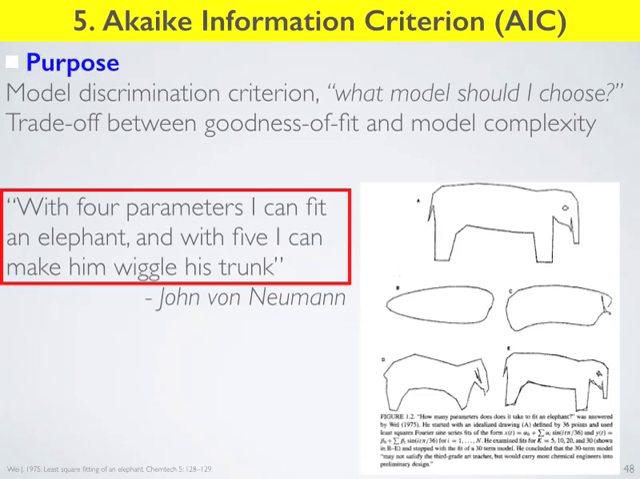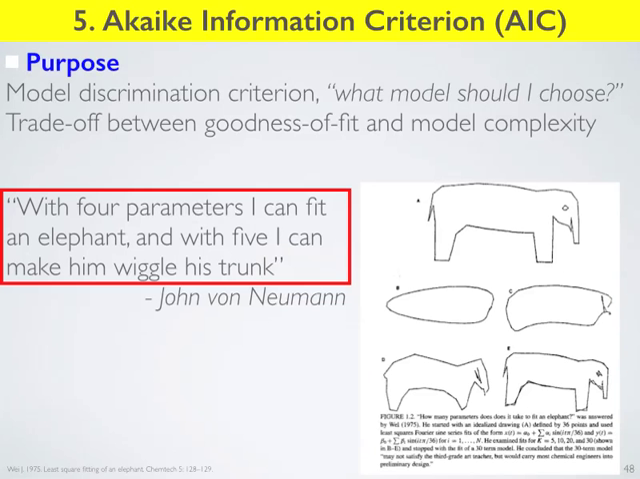So let me motivate this by a quote from John von Neumann. "With 4 parameters, I can fit an elephant, and with 5, I can make him wiggle his trunk." And so Jim Wei, who's now chemical engineering professor emeritus at Princeton, he was dean of engineering at MIT, took John von Neumann seriously and actually wrote a paper with this. And so let me see if I can read what's written here.